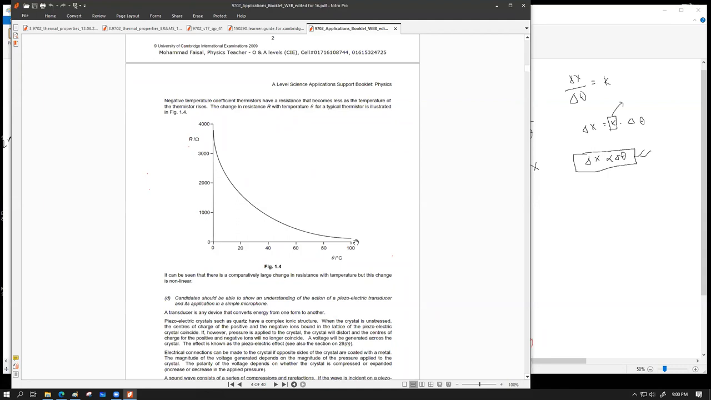Questions? Mukto. So, sir, we need to calibrate the resistance thermometer for accurate measurement. Yes.